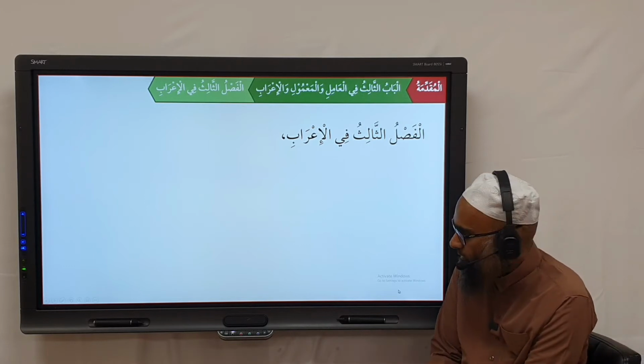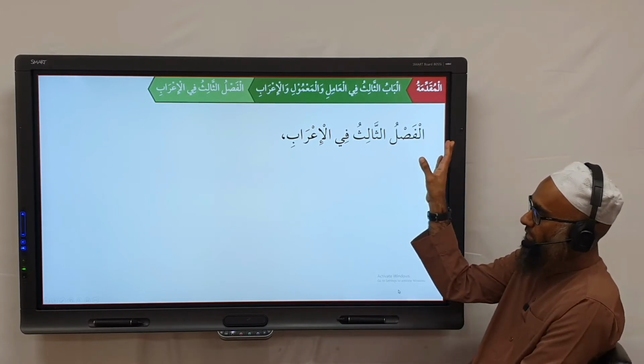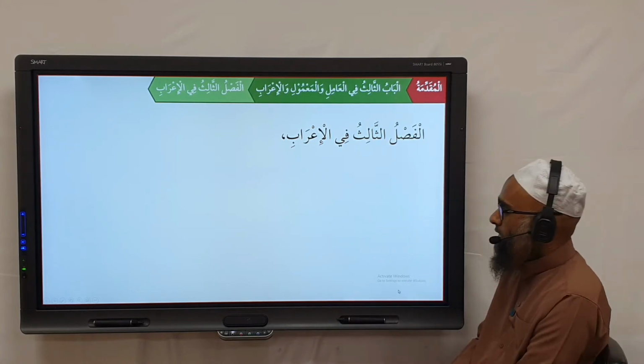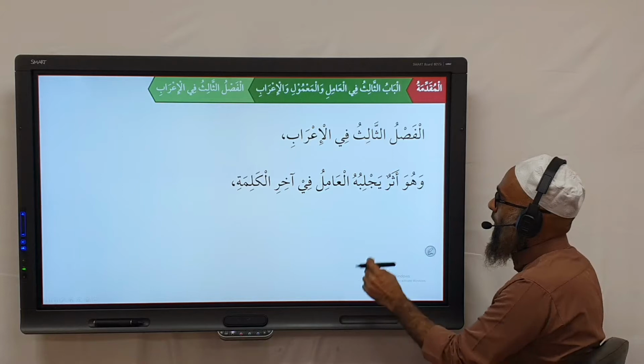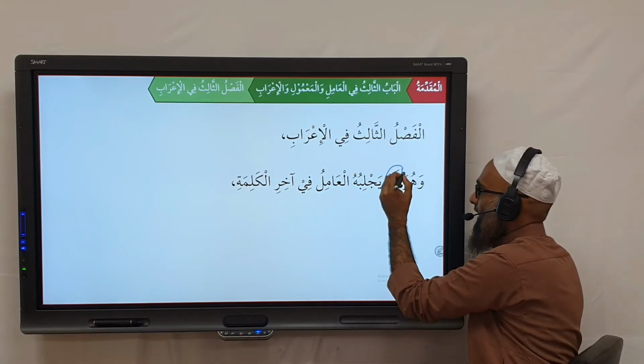So just continuing now. We're doing al-fasl al-thalith fi al-i'rab. So in the muqaddimah, we had amil, ma'mul, and i'rab. And now we're discussing the i'rab. So we're saying i'rab, wa huwa atharun. You can say atharun, affect.